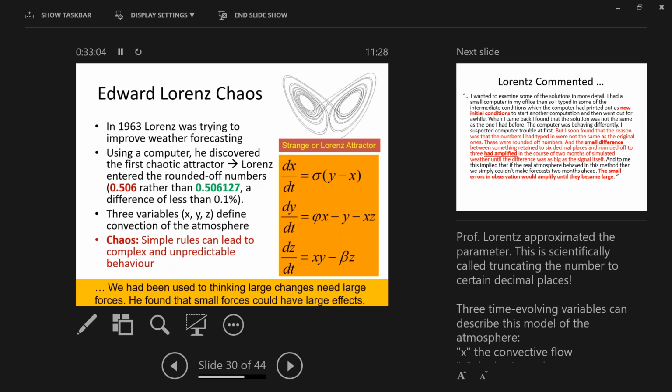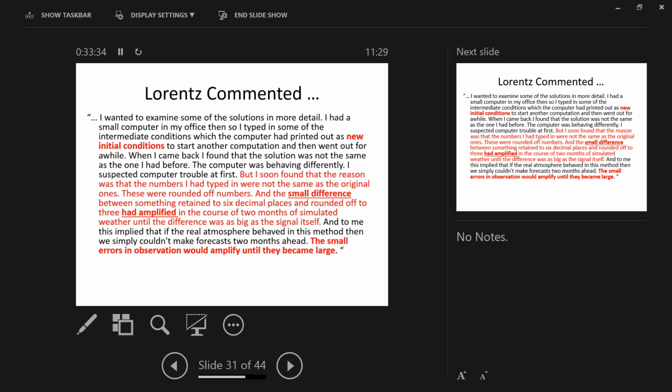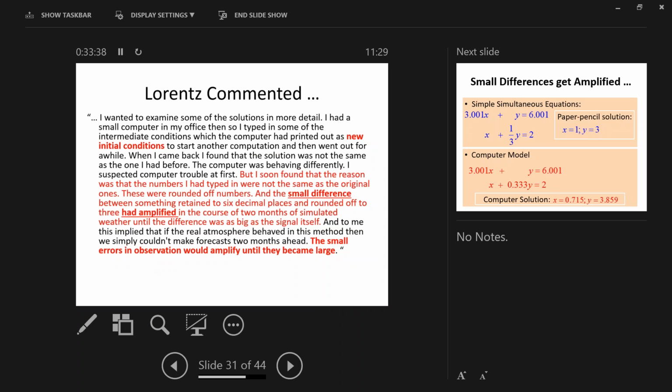And one fine day, he had to run to a meeting. So what he did was run the simulation, truncated the parameter 0.50697, truncated that to 0.506, thinking that a difference of less than 0.1% is not going to make a difference. He ran off for the meeting. When he came back, in his own words, this is what he saw.